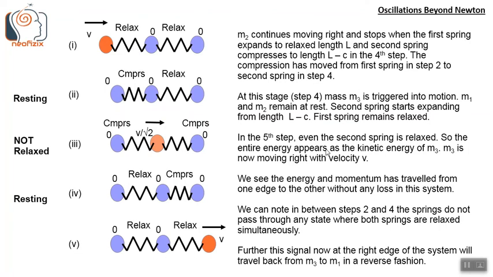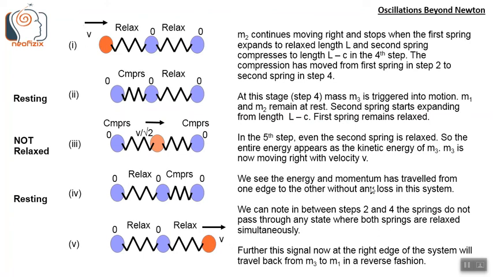So in the fifth step, even the second spring is relaxed, so the entire energy appears as the kinetic energy of mass M3. So M3 is now moving right with velocity v. This is the velocity that M1 had in the first step. So we see the energy and momentum has traveled from one edge, that is the left edge, to the other, that is the right edge.